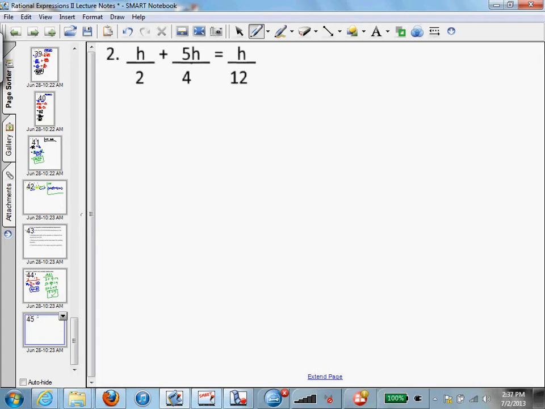In our final example, we have h over 2 plus 5h over 4 equals h over 12. So the important thing to note is that the LCD is something that all the denominators can go into. In this case, I believe you'll note that everything can go into 12, because 2 can go into 12, 4 can go into 12, and 12 can go into 12. So 12 in this case will be the LCD.